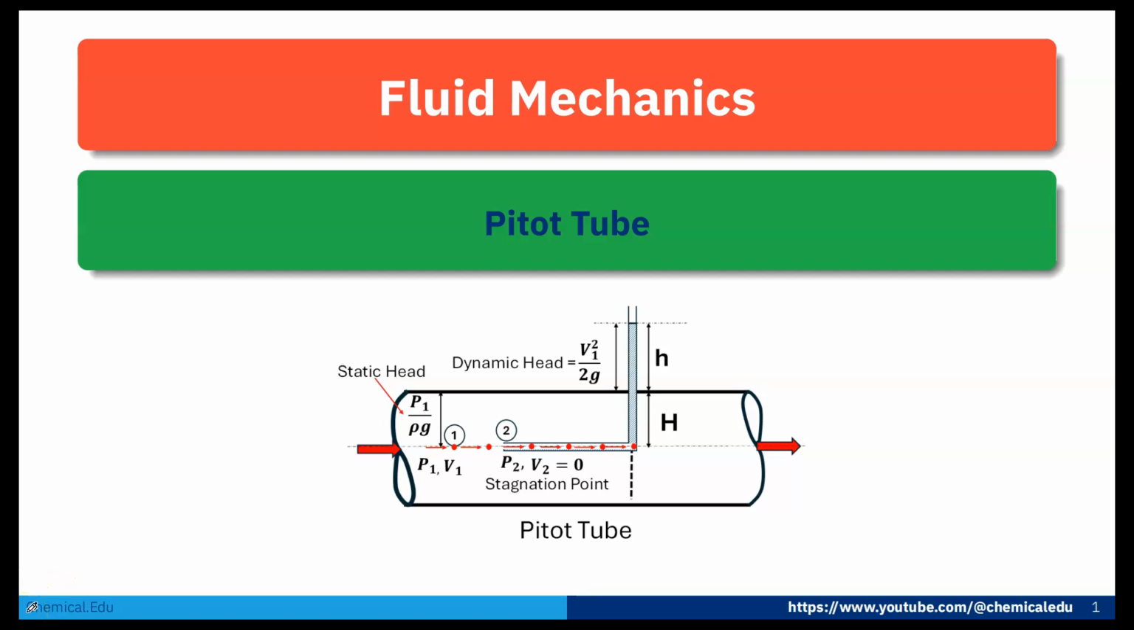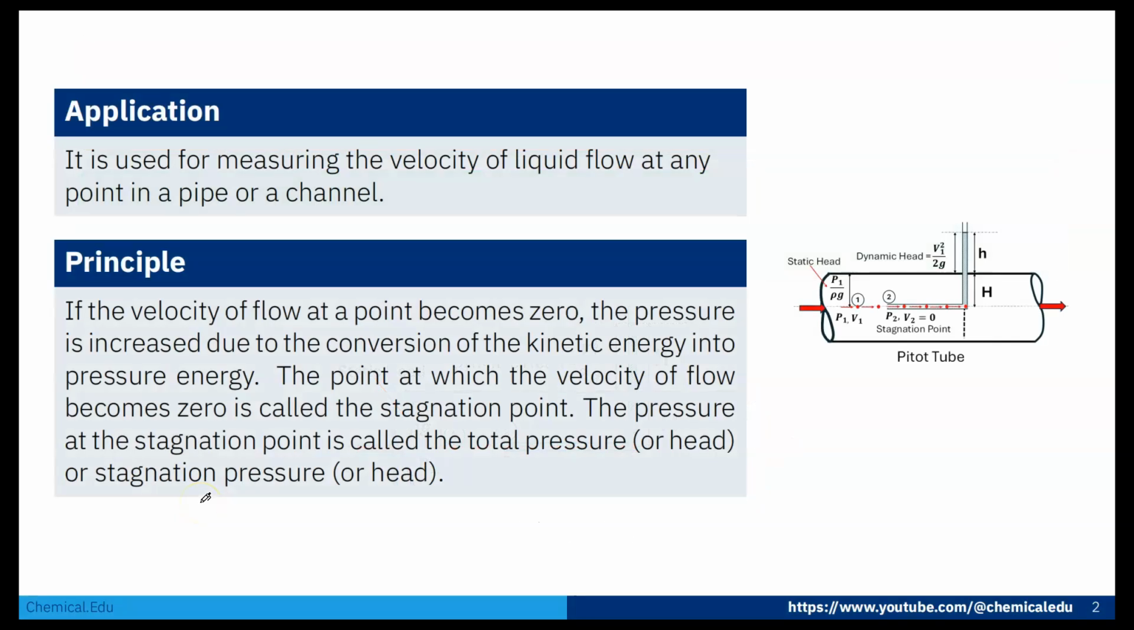Today I'll talk about the Pitot tube. Now, what is the application of the Pitot tube? The Pitot tube is used for measuring the velocity of the liquid flow at any point in the pipe or a channel. So the Pitot tube is used to measure the velocity.